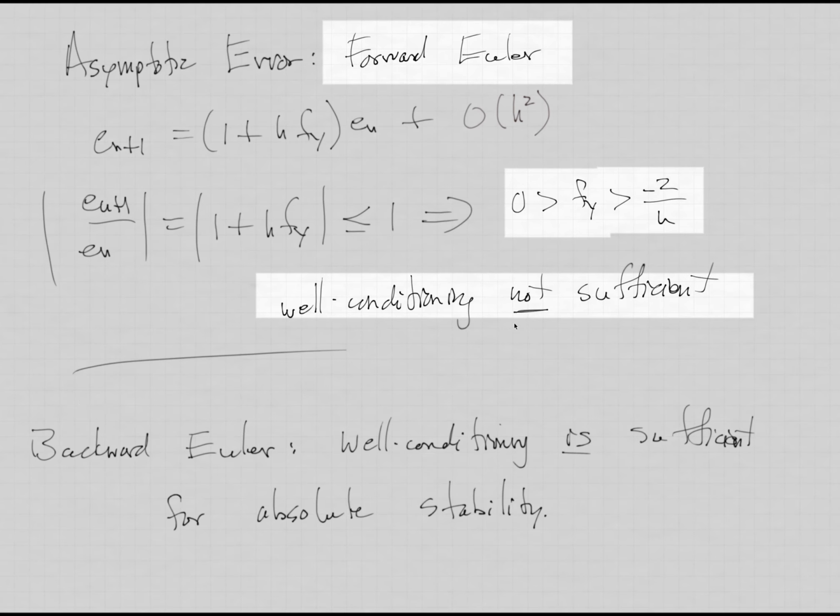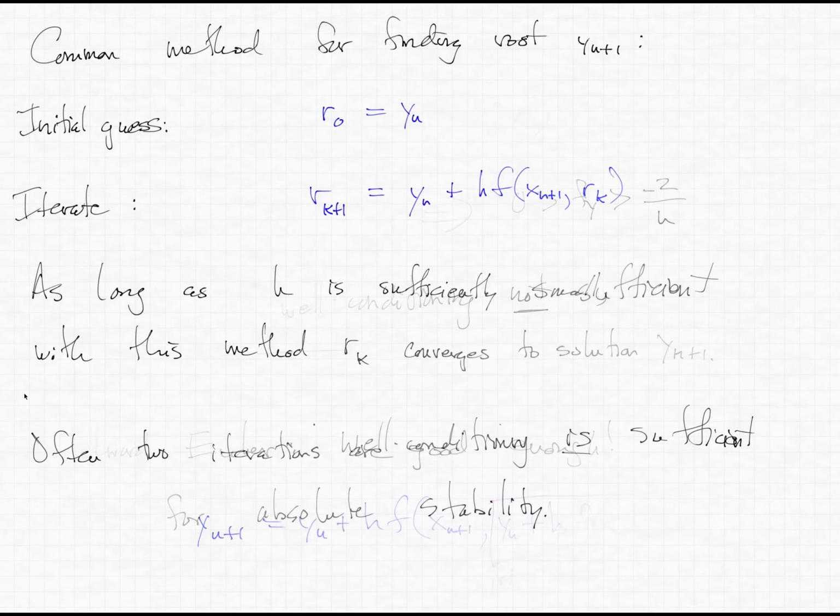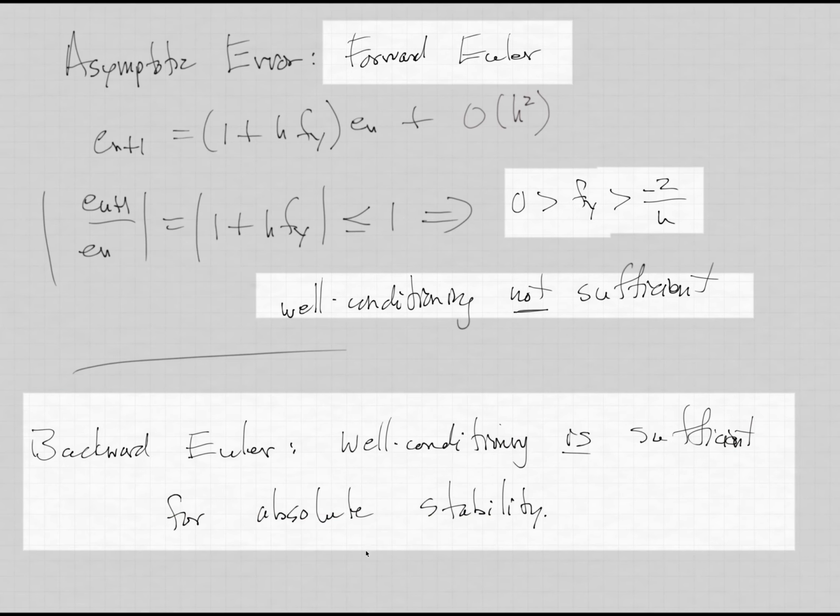So the good news is, if you're using the backwards Euler algorithm, then well conditioning is sufficient for absolute stability. Then you can be sure that the solution will not become more inaccurate over time. That is, as the solution develops, as you go from y sub k to y sub k plus 1 to y sub k plus 2, as you iterate, the error will not get worse over time, as long as the ODE is well conditioned.